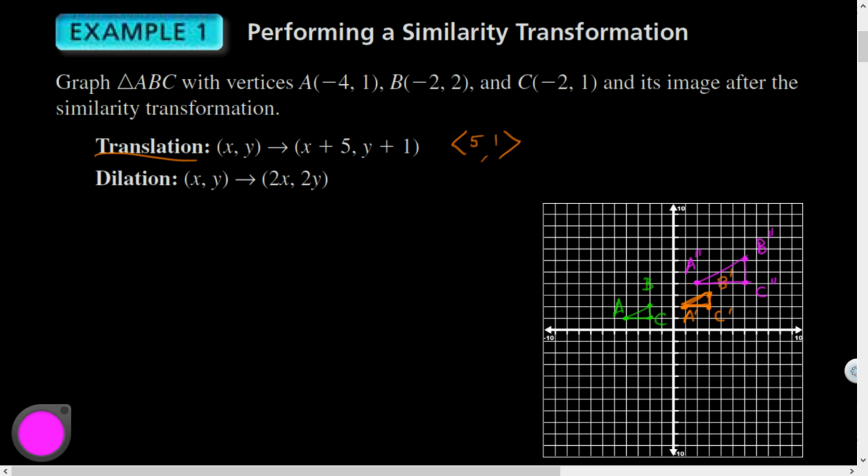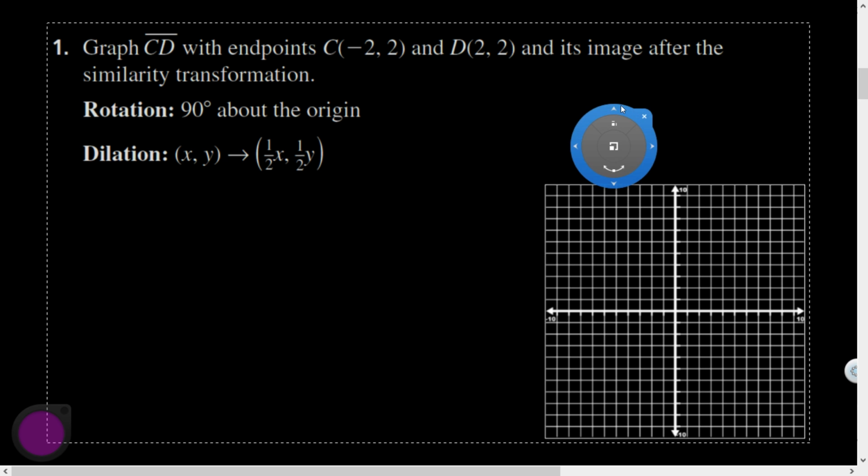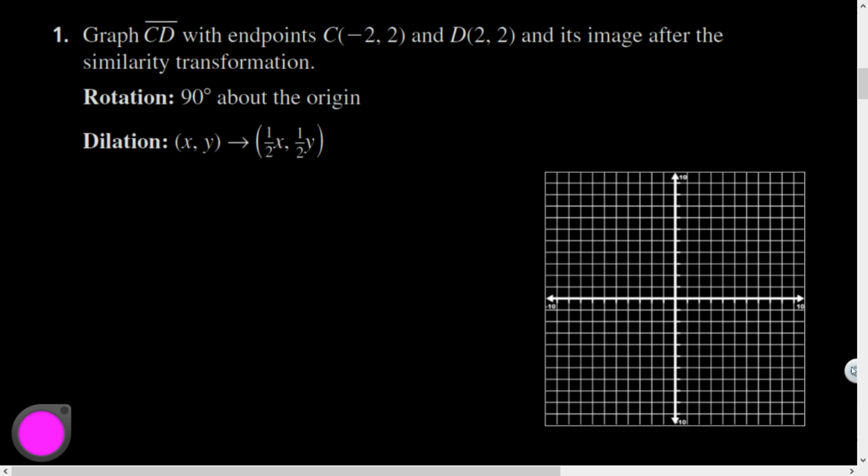Let's see. Here's a monitoring progress right here. Here, we'll just try one more of these. Ooh, this one's got a rotation and a dilation.